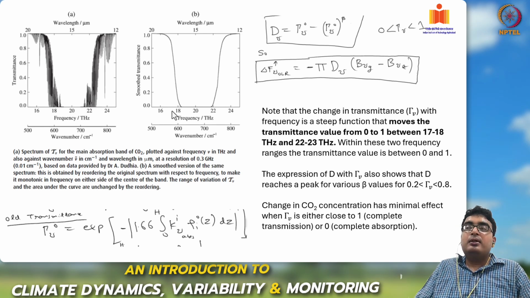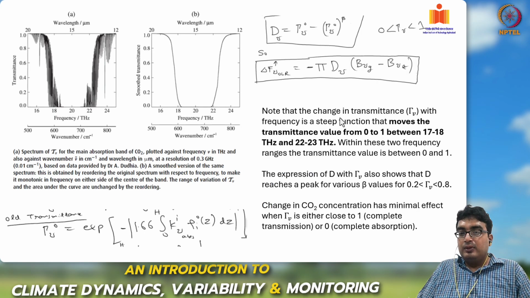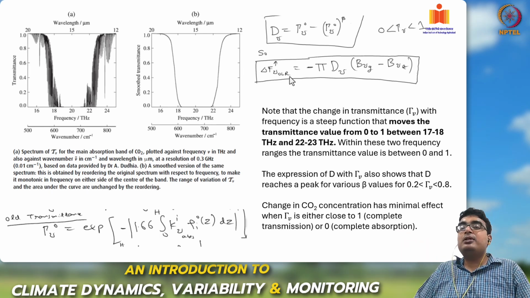Suppose the CO2 concentration is increased and you are measuring the change in the outgoing longwave radiation flux at a frequency of 16 terahertz. Now at 16 terahertz, the spectral transmittance is 1. So, from this plot where the transmittance is 1, d nu is 0. So, this term is 0. Hence, there will be no change in the outgoing longwave radiation at 16 terahertz due to increase in CO2 concentration.